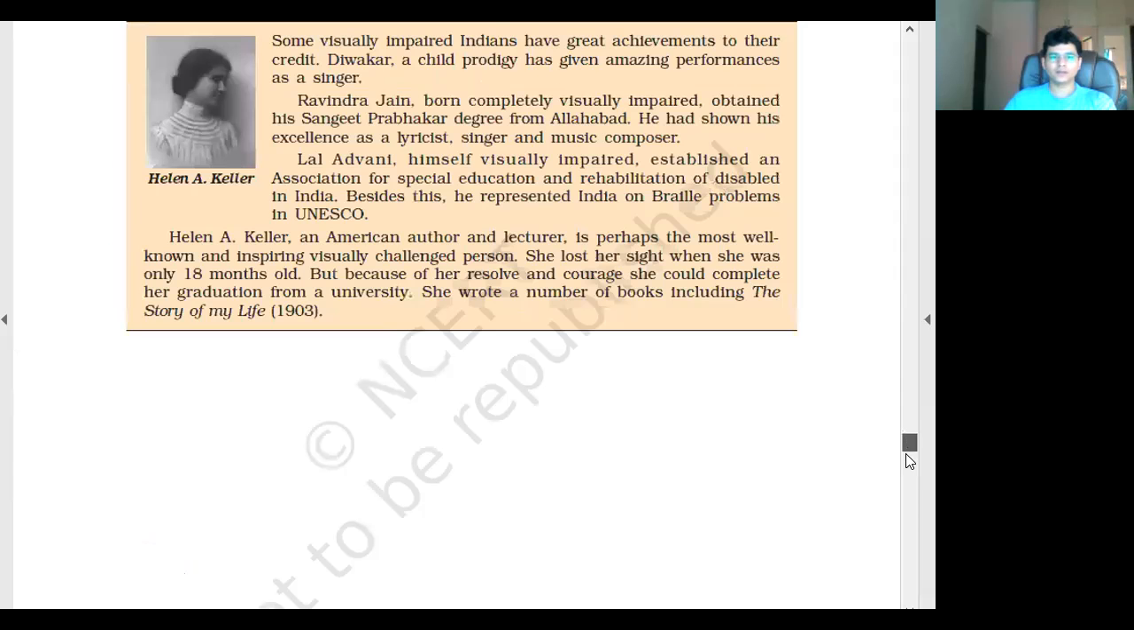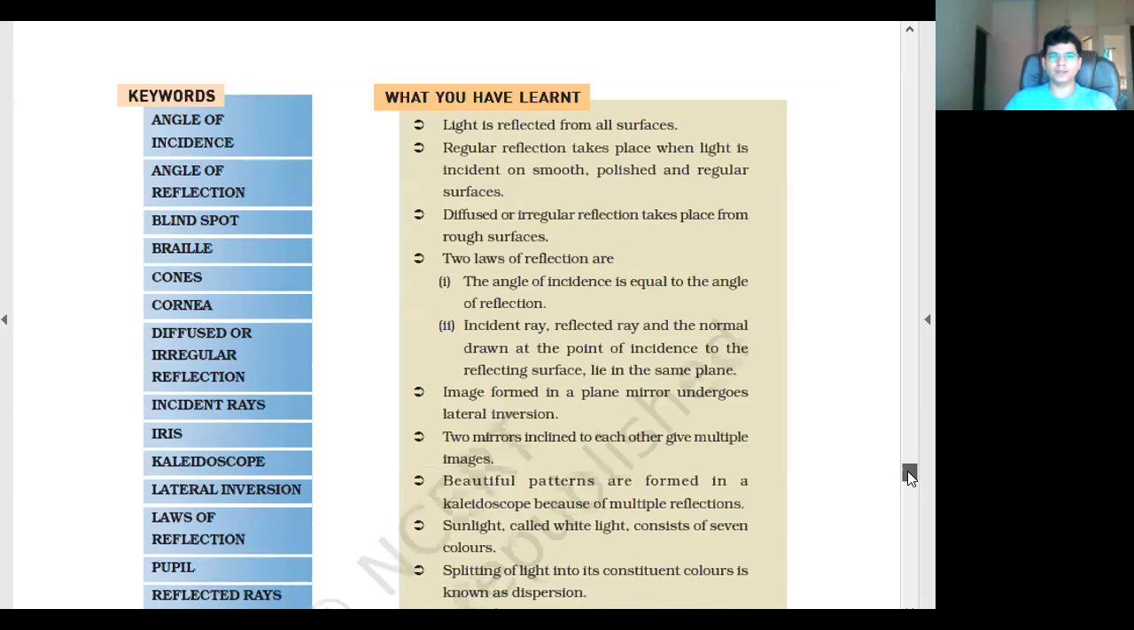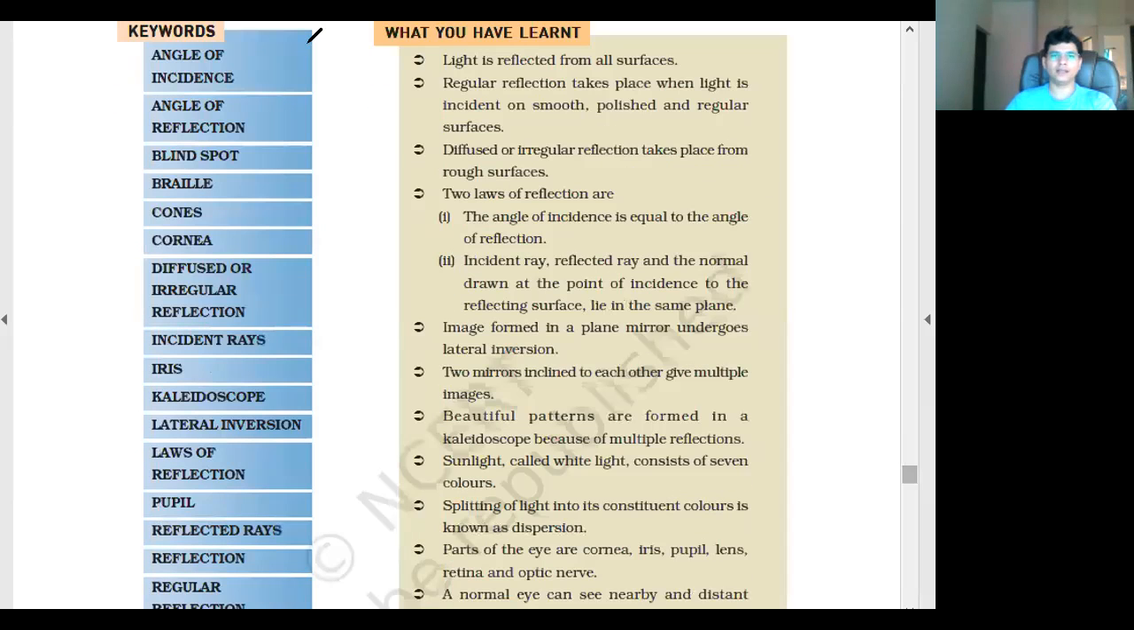So this is what we have studied. Let's see what we have learned till now. This is the end of the chapter. We have completed this chapter. I hope all of you can answer or discuss these brief terms. What is angle of incidence, what is angle of reflection, what is blind spot, what is braille, what is cones, cornea, diffuse reflection, incident ray, irregular reflection, kaleidoscope, lateral inversion. Can you define all these terms? Yes, sir. Very good, because in the exam you will be asked to define them.